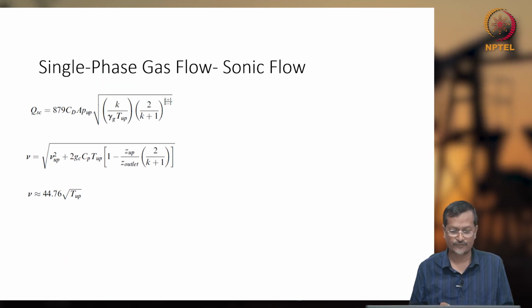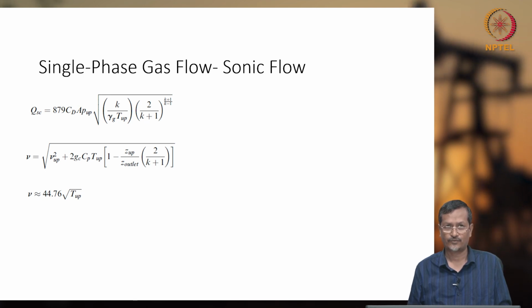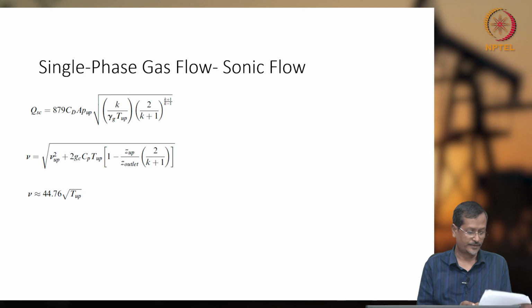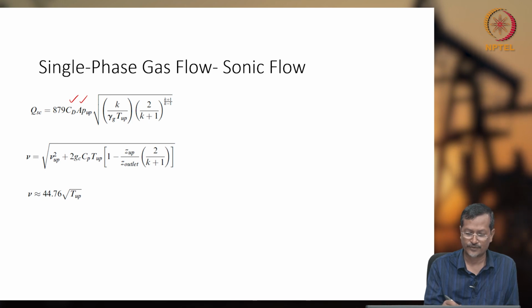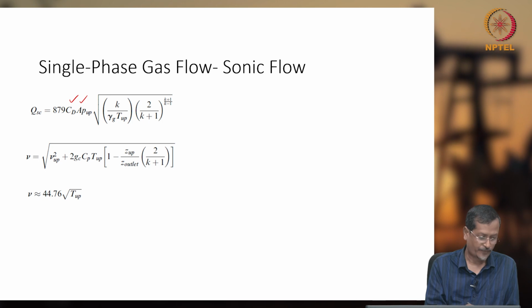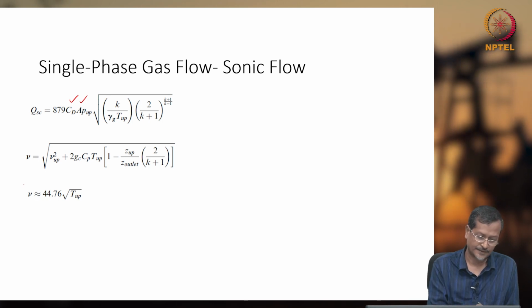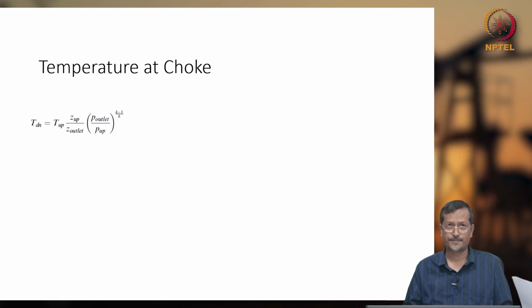Now we will go to sonic flow. In sonic gas flow, again we have to use the formula. The terms are CD, the coefficient of discharge, area of the choke, upstream pressure, K value already known, and T upstream temperature is given. If we approximate, the value comes like this, velocity. Okay. Next is temperature at choke.